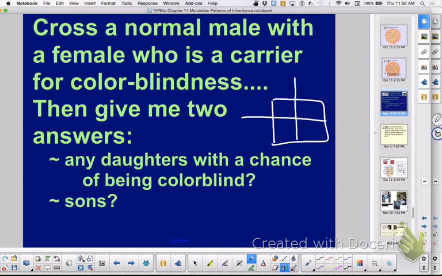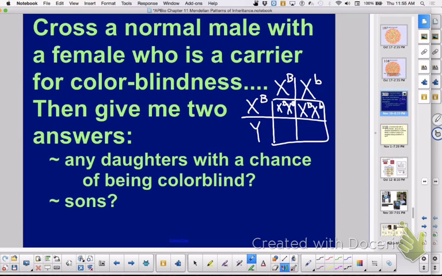A normal male. So what would a normal male be? X big B, Y. Okay, and a female who's a carrier. How do I set that up? All right. So this would be what? X big B, X big B. Female, and she's what? Oh, she's a carrier. I didn't see carrier. X big B, X little b. What would that be?